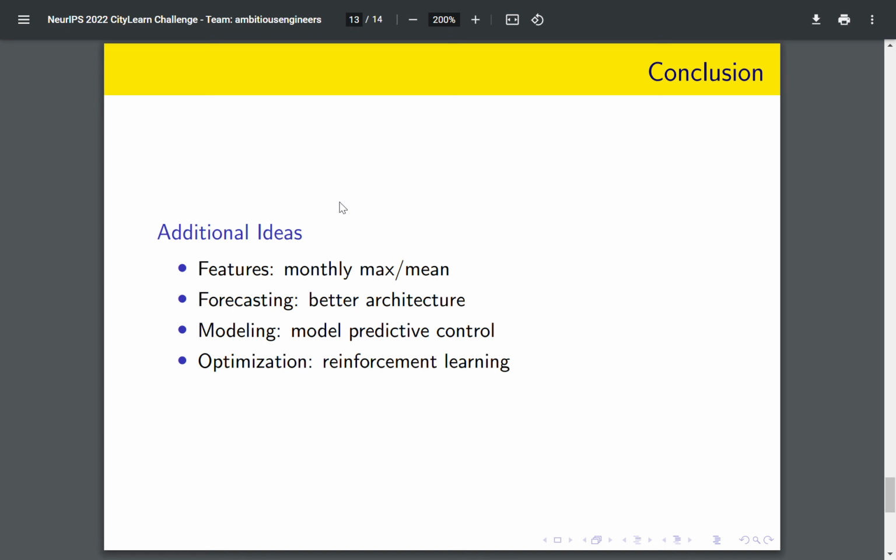For modeling, we wanted to try model predictive control, but we had all the ingredients, just not the time for it. And for optimization, RL seems like the natural method to use here, but we kept things simple. We used a black box optimizer, but it seems likely that RL can probably do better here.